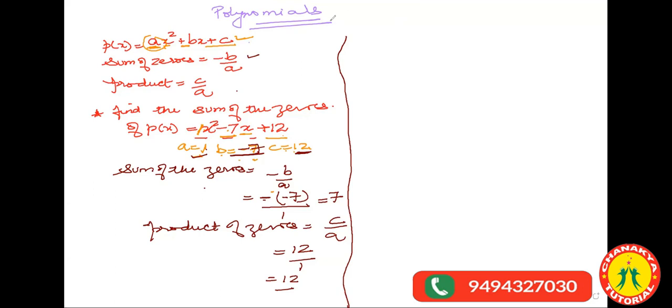Now, next, children. If I take another polynomial, again find the sum of the zeros of the polynomial 2x square minus 5x plus 6. Not plus 6, it's minus 6.